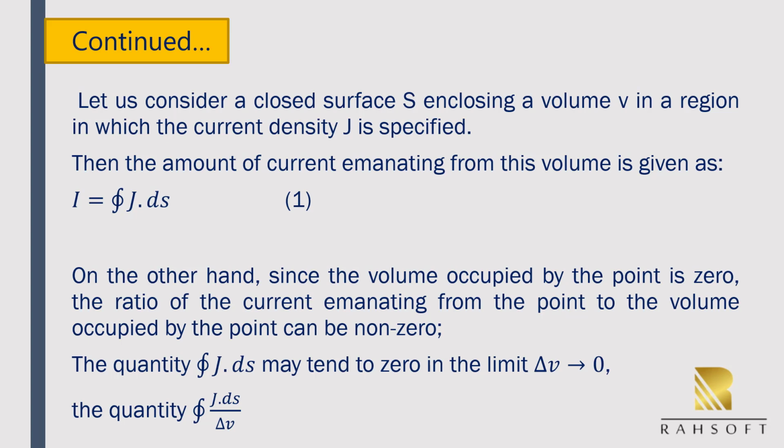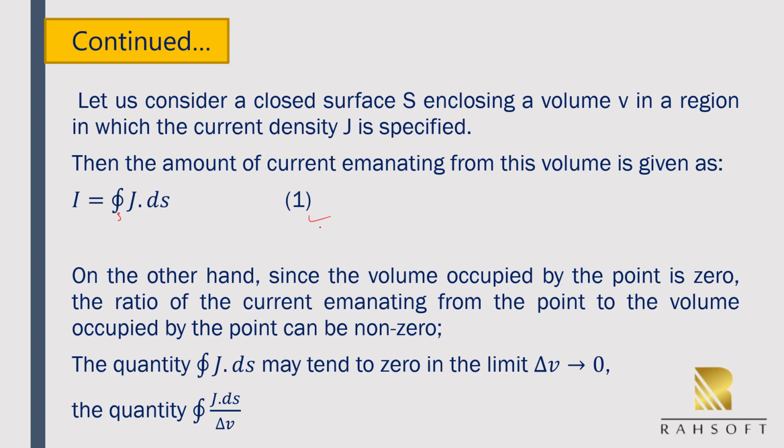Having understood the concept of surface integral, let us consider a closed, enclosed surface as a volume V in a region in which the current density vector J is specified. Then the amount of current emanating from this volume is given by I equal to closed integral over a surface S of J dot ds. This is equation 1, where the integration is performed over the closed surface S.